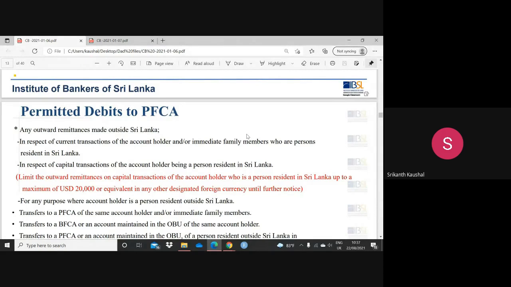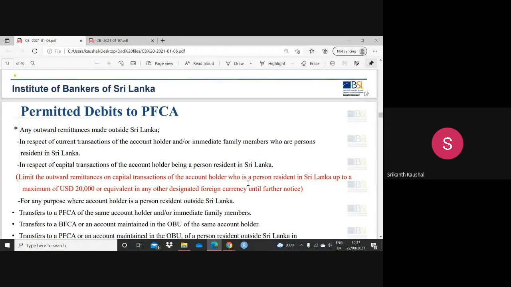There's no restriction, right? So you need to be aware, these PFCA curtailment comes if the account holder is a resident. So that is why I explained what is resident, what is non-resident. So every account, you need to understand what is resident, then what is non-resident, right? So resident, you are aware. Okay, then these are the permitted debits under PFCA.